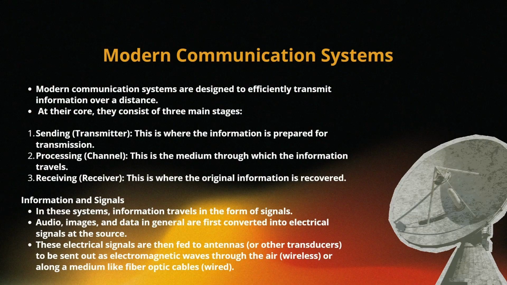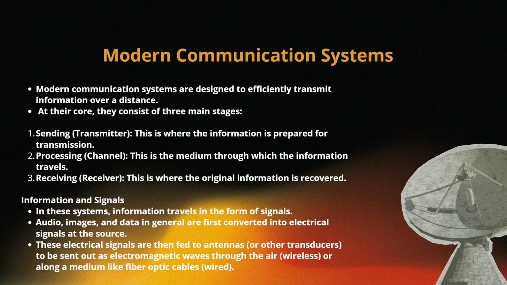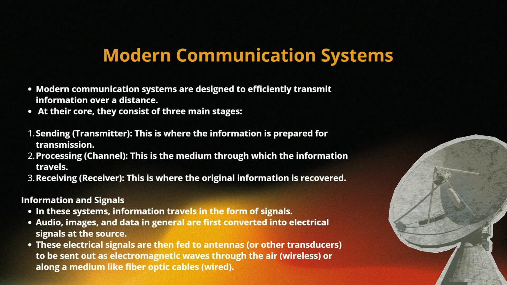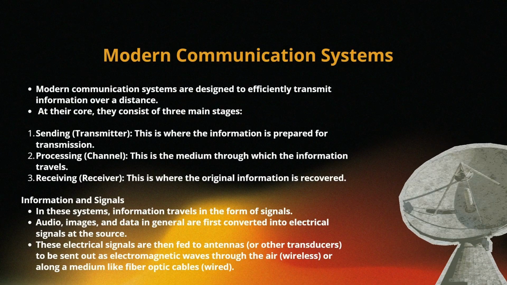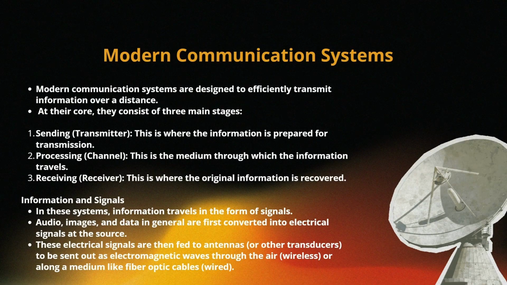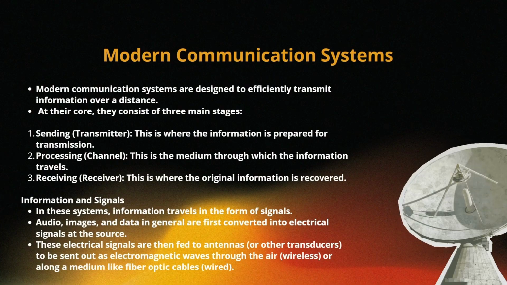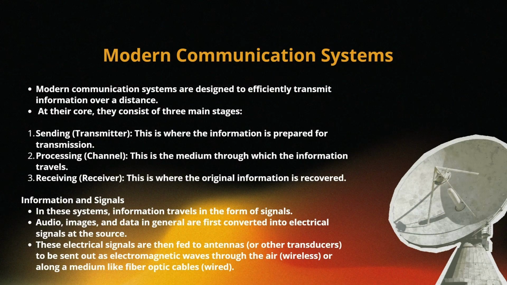In these systems, information travels in the form of signals. Audio, images, and data in general are first converted into electrical signals at the source. These electrical signals are then fed to antennas or other transducers to be sent out as electromagnetic waves through the air, wirelessly, or along a medium like fiber optic cable.